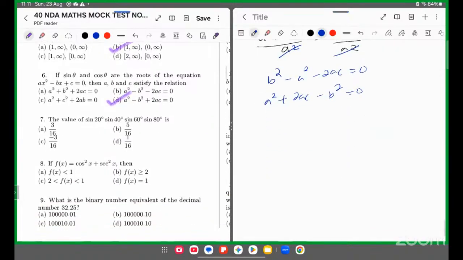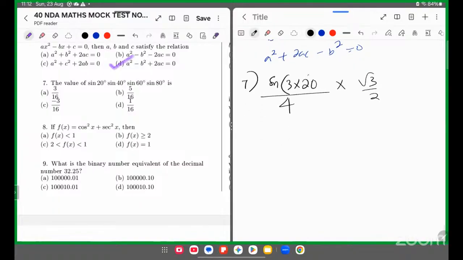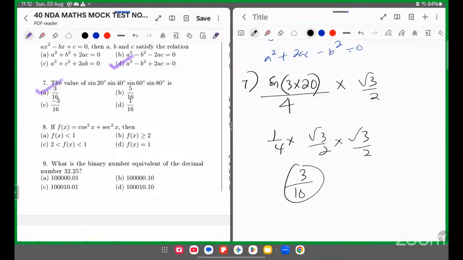Then 7. The value of sin 20 sin 40 sin 80. We know the shortcut. Sin 20 sin 40 sin 80 can be written as sin 3 theta by 4, with theta 20, so sin 3 into 20 by 4, and sin 60 is root 3 by 2. So 1 by 4 into root 3 by 2 into root 3 by 2. So 3 by 16. So answer will be option A.